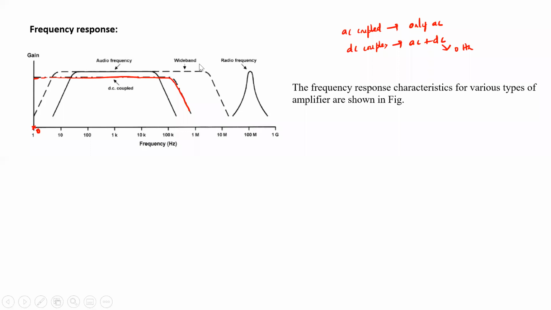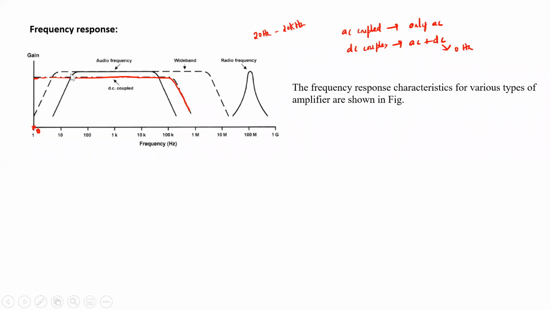Understand? Then we have this audio frequency amplifier. What is this audio frequency? I've told you what is audio frequency in the class. Audio frequency means audible frequency range. It ranges from 20 hertz to 20 kilohertz. See this audible frequency range now. So it is somewhere here, this solid line.